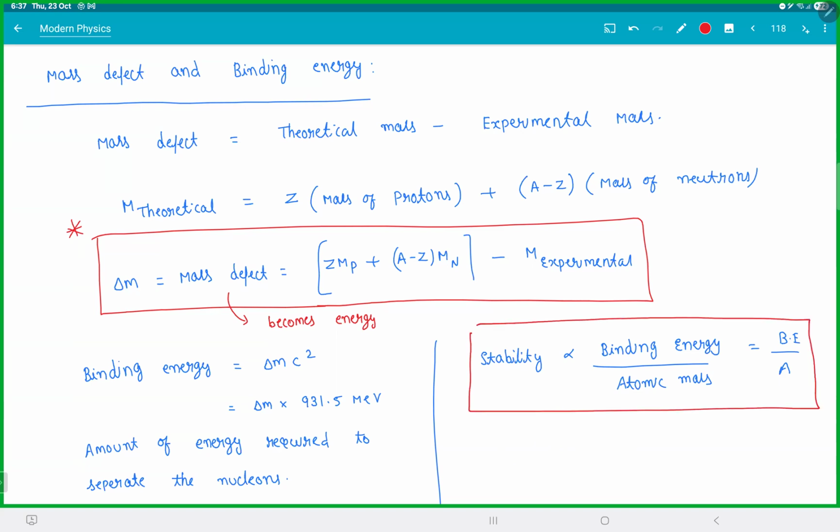How difficult is it to remove one nucleon, because after removing one nucleon your element will change. Either it will become an isotope or something else. All three formulas are related. Once you get the mass defect, into 931.5 is binding energy. Binding energy by A will give you the binding energy per nucleon. These are the three main formulas. The theory is pretty easy, but let me show an example of how this works. Any doubt so far?